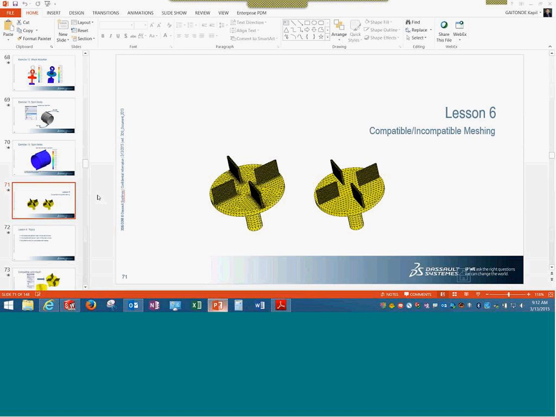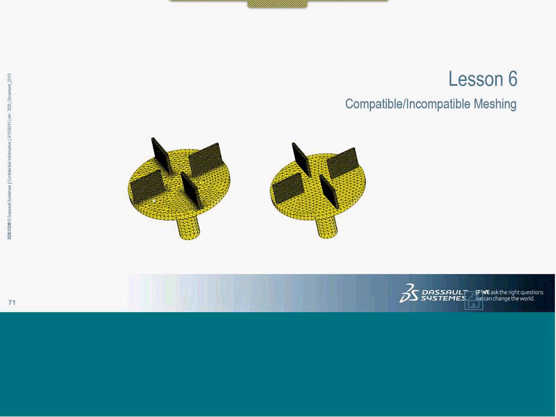Start with compatible mesh, and the images over here should give a quick idea of what exactly they are. If you observe here, there is a kind of mesh continuity between these two parts, whereas here it is as if these two parts are meshed separately. There is no relation, and the software will create a set of equations between those two surfaces to ensure connectivity between the two parts.